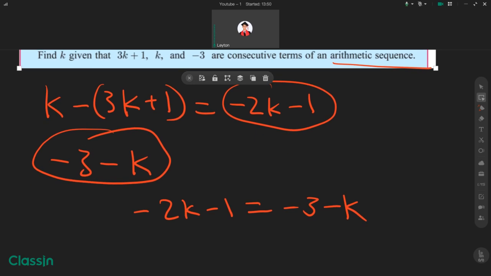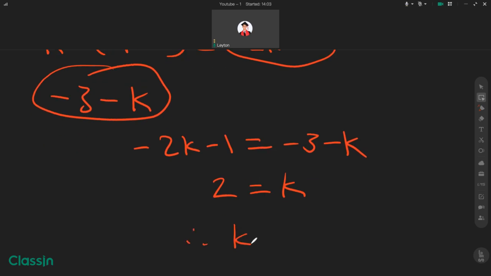And so now we can find k. We can add 2k to the other side, add the minus 3 over as well. So that's going to be 2 is equal to k. Therefore, k is 2. Very easy, this question.